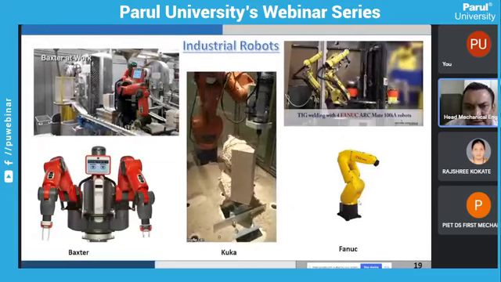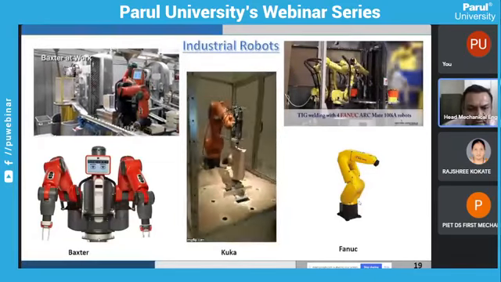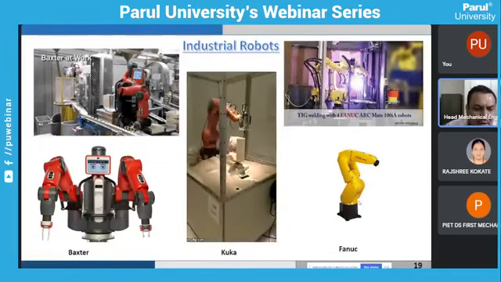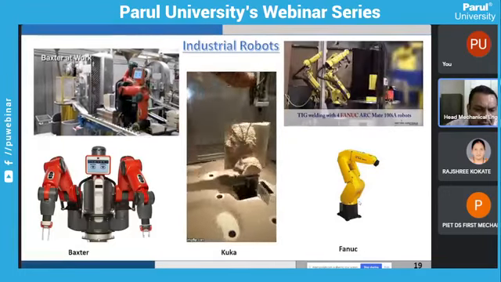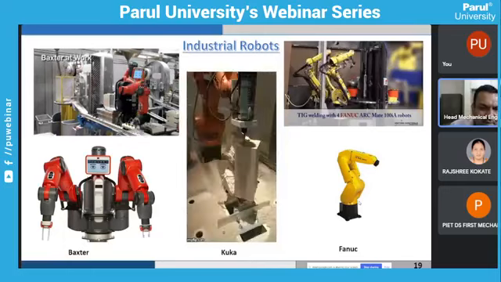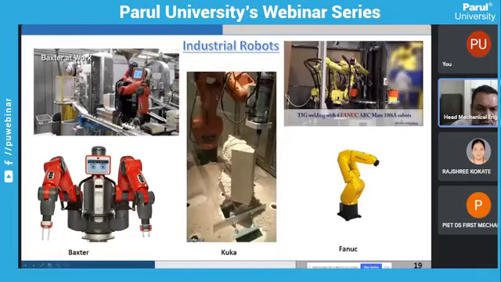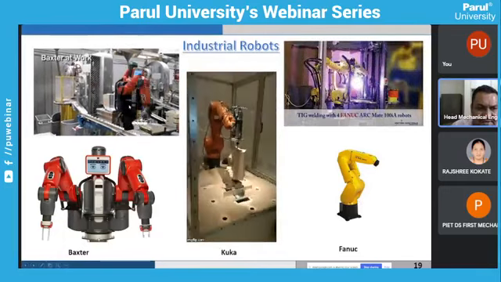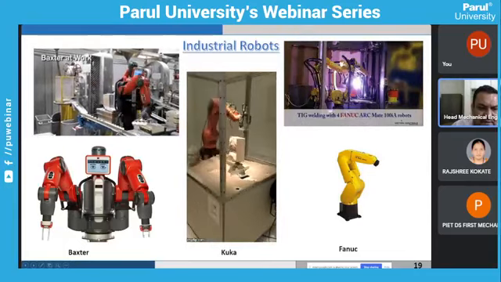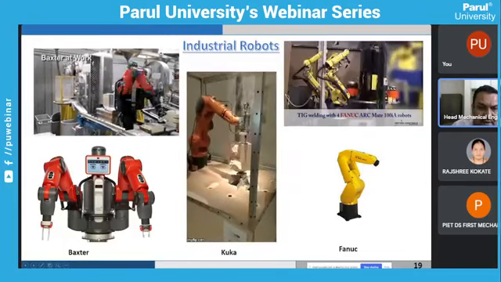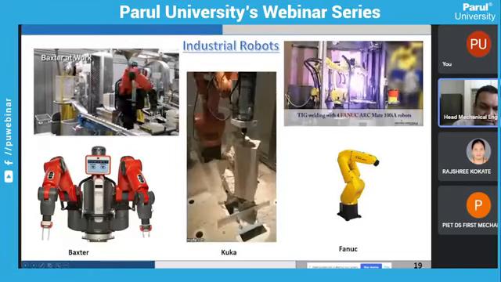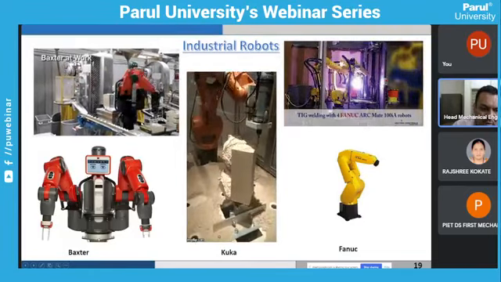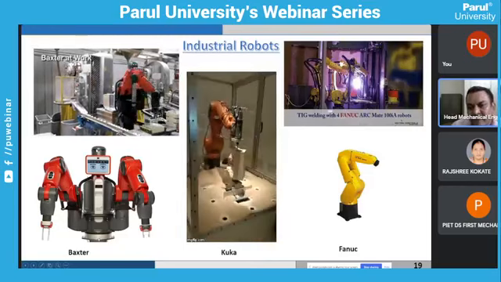Now I'll talk about industrial robots. Here there is a US company called Baxter. They have developed this robot, which weighs around 60 kg, and which is used for various operations. As you can see, for pick and place, it also has a robot vision system, and it can work along with humans without causing any kind of accidents.